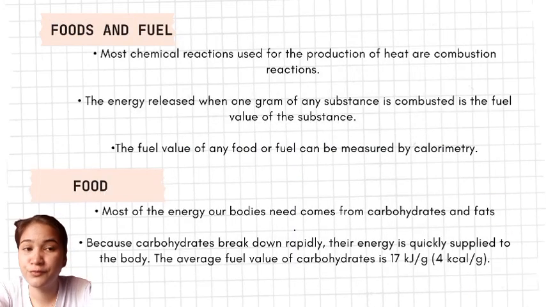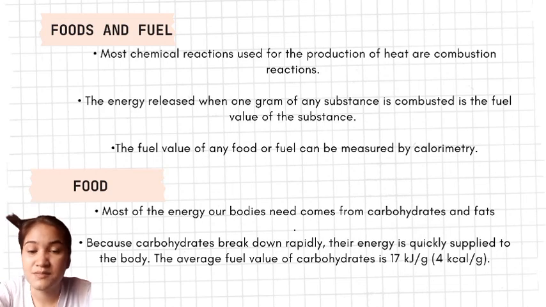We need to consume foods in order to have enough energy to go through our day. Most chemical reactions used for the production of heat are combustion reactions. The energy released when 1 gram of any substance is combusted is the fuel value of the substance, which can be measured by calorimetry. Most of the energy our body needs comes from carbohydrates and fats, and the average fuel value of carbohydrates is 17 kilojoules per gram.